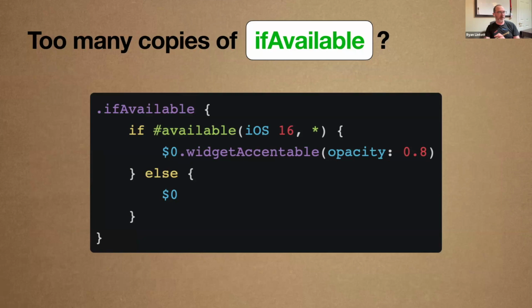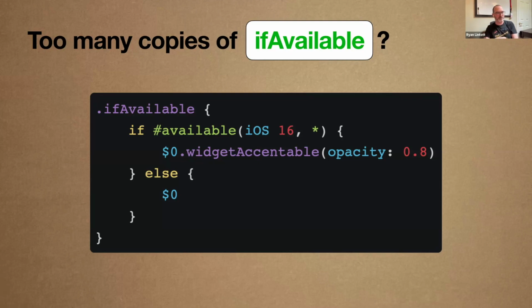So what if you have a situation where you want to do this a lot? Like, let's say there's one view modifier you really like for a new OS. You want to use it all over the place, but you don't want to have 7 lines of code every time you're trying to branch and show the two different options. You can actually make your own custom little if availables as well. And this is something I've done with my code.